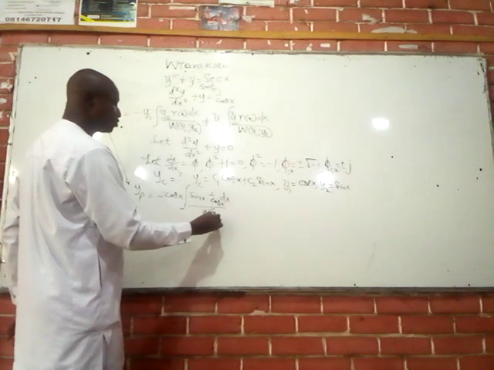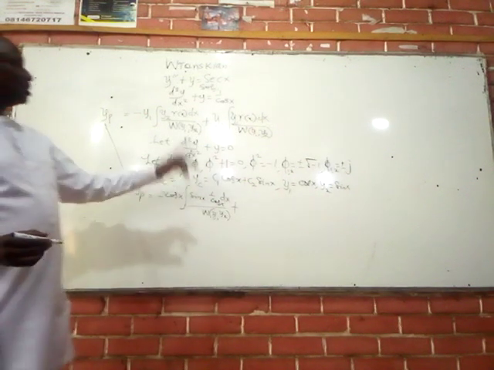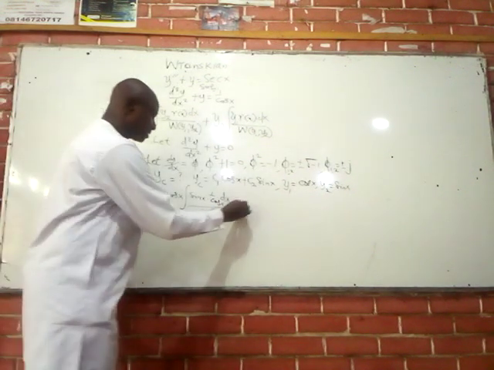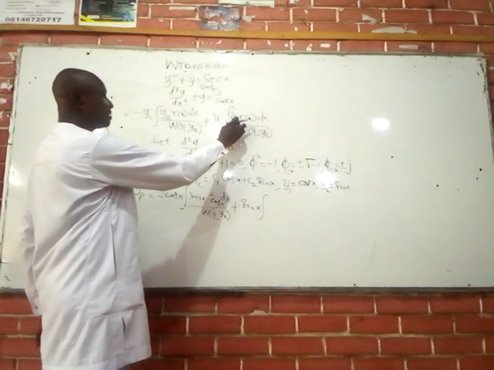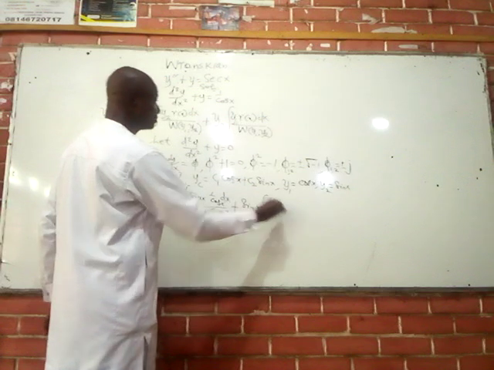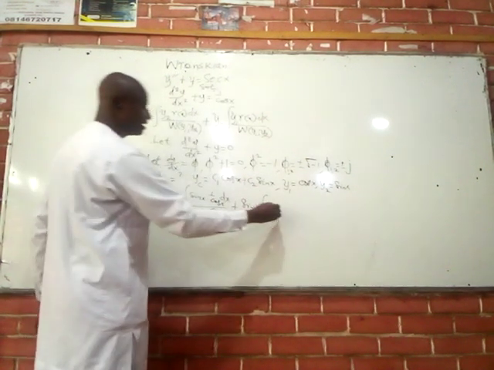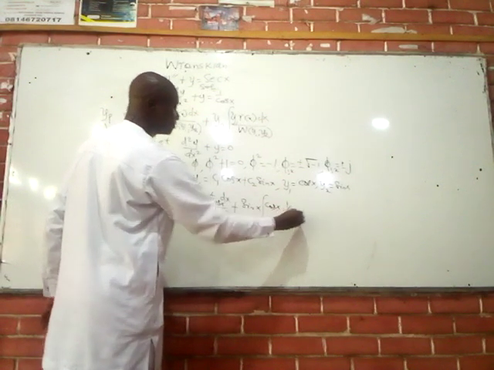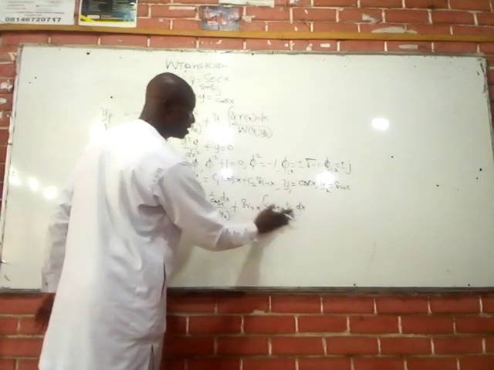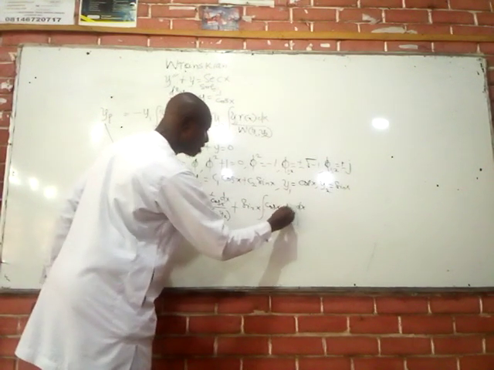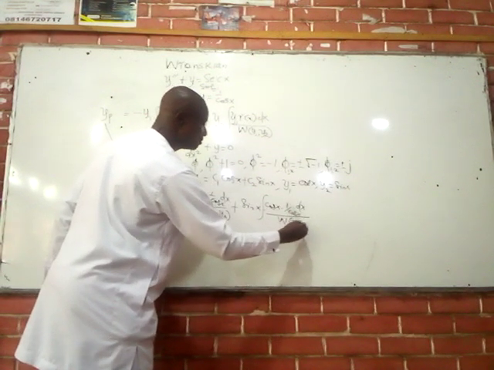WRONSKIAN of y1, y2, plus the other value, which is y2, sine x, integral of y1, which is cos x, multiplied by the right hand side value, reciprocal of cos x, dx. Over, you divide by WRONSKIAN. Take note, you now divide by the WRONSKIAN function of y1, y2.